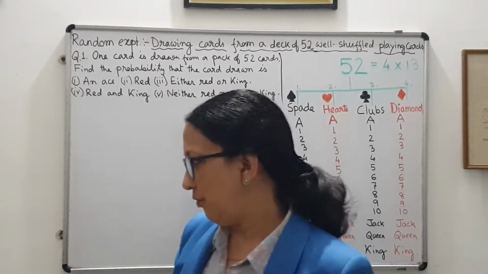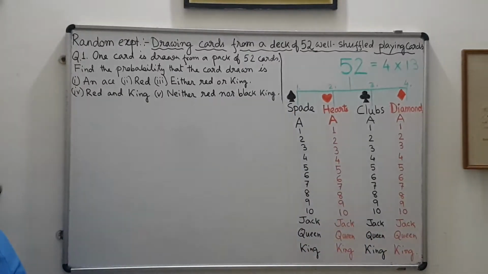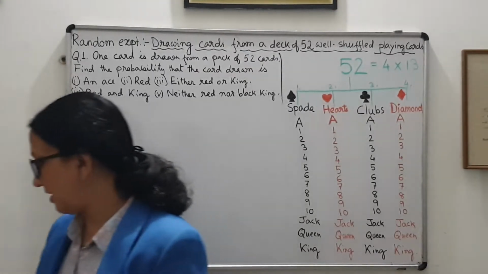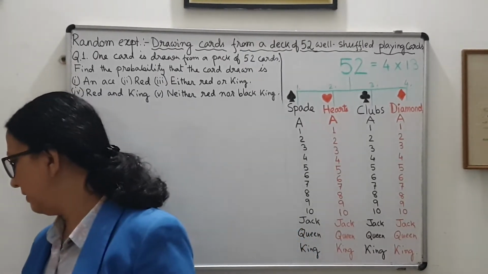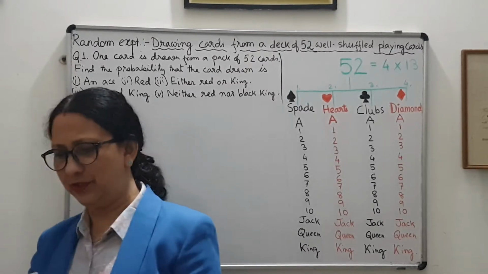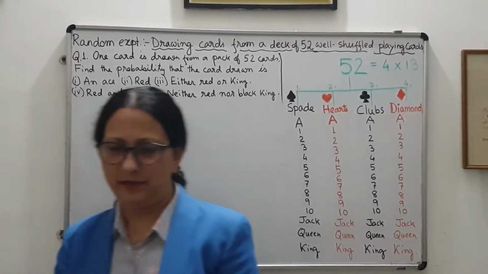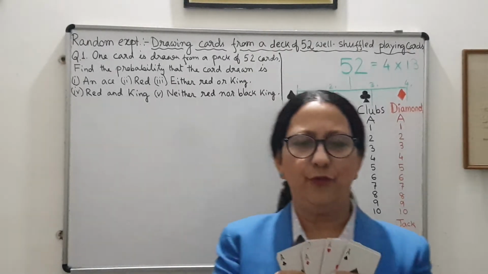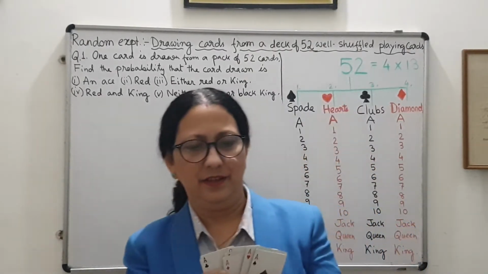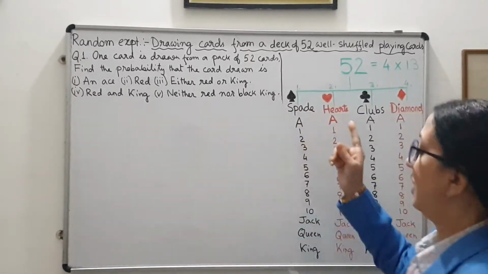That's why there is a need to make you familiar with the pattern of the cards. So let me first show you the deck of 52 playing cards. You see the cards are like this. These are the playing cards. Okay, so there are four types of playing cards. Now I'll explain you.